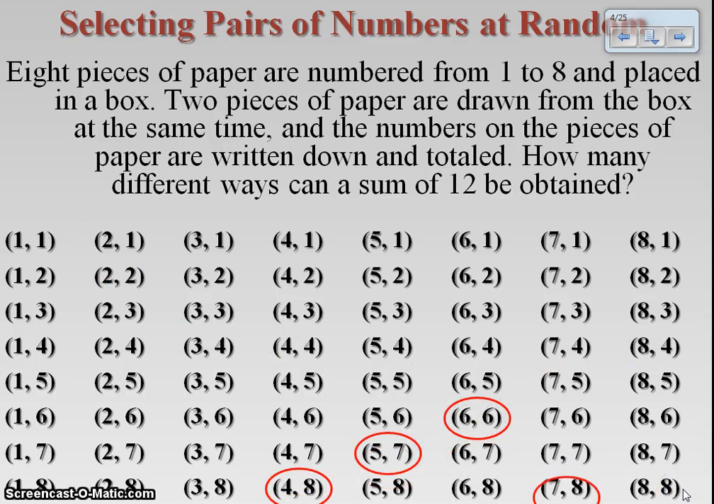So if I look at the ways to get a 12 right there, and I take out all the doubles right there, you see what's left over. 1, 2, 3, 4 ways to get a 12.